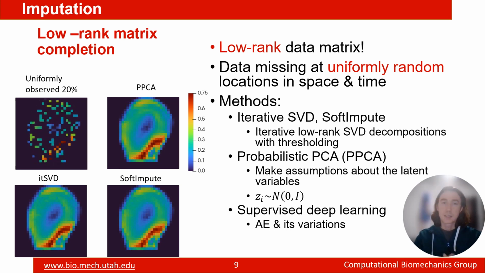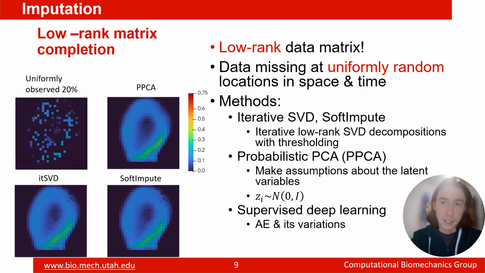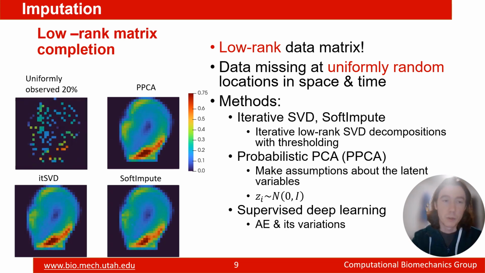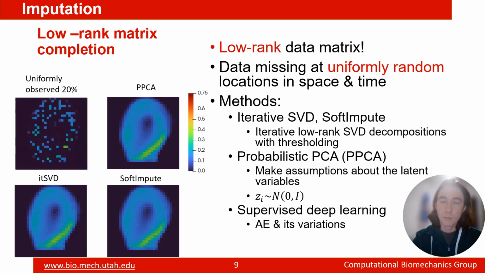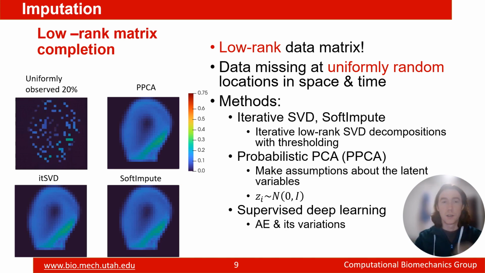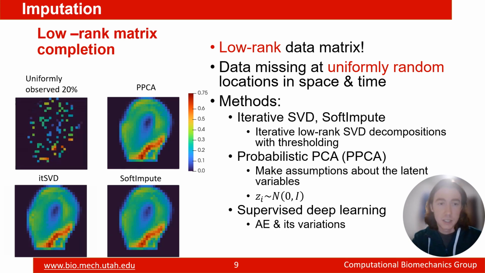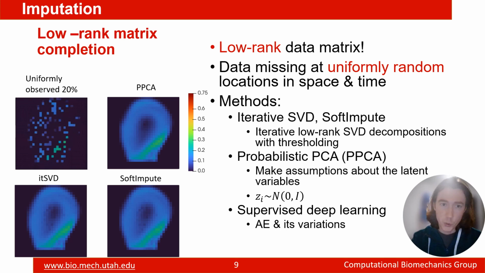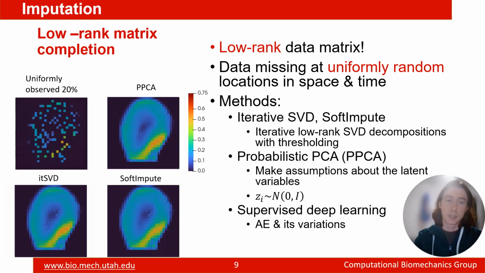The next task is low-rank matrix completion. Here, data is missing at uniform random locations in space and time. Here we see an example where we uniformly observe 20% of the data, so 80% is missing. Some methods to do this task are based on iterative low-rank SVD decompositions with thresholding. We can also use probabilistic PCA, which makes an assumption about the latent space. And we can also use deep learning methods.